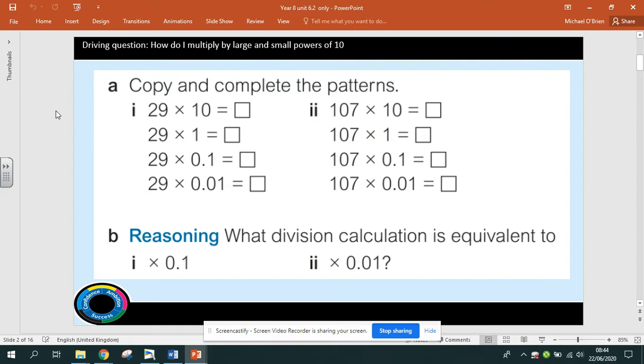Okay, so the next part of the lesson is where we start our work for the day. Copy and complete these patterns. So we've got some number patterns that we should be able to work out what each one is. So when you're ready to start, pause the lesson and return back to it when you're ready for the answers.